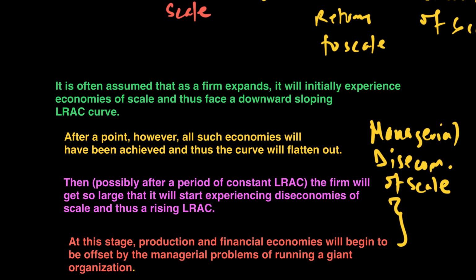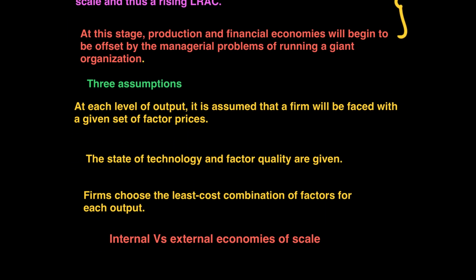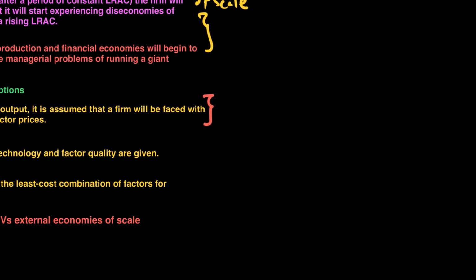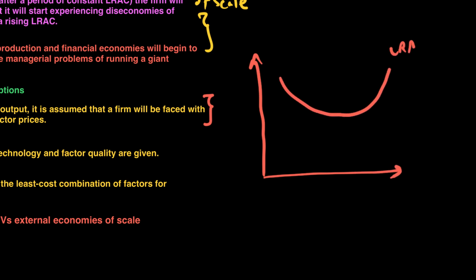Now, one more thing that I want to talk about, because that comes a lot in MCQ, is what are the assumptions that we are making when we're drawing a particular LRAC curve? Number one is that at each level of output, we're assuming that a firm will be faced with a given set of prices, that the given set of prices are not changing. But if we change those prices, then the whole LRAC can shift. So we are assuming when we're drawing a particular LRAC that all the prices are constant. Let's say suddenly input prices start to fall for all levels of output, LRAC may shift downward. This curve, LRAC naught, is drawn assuming that the prices are constant.